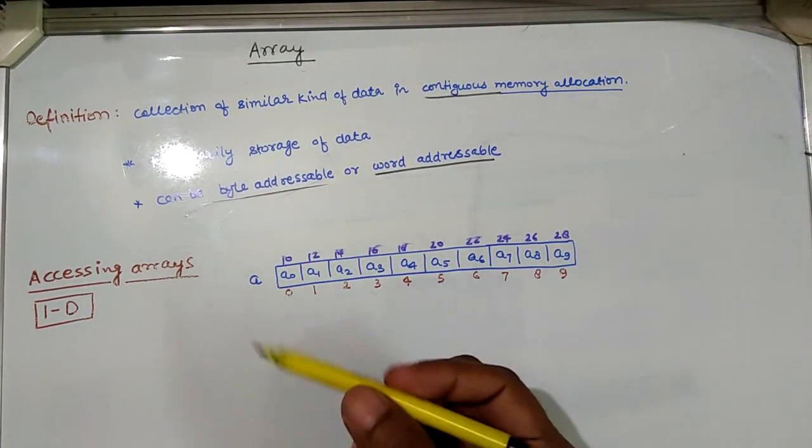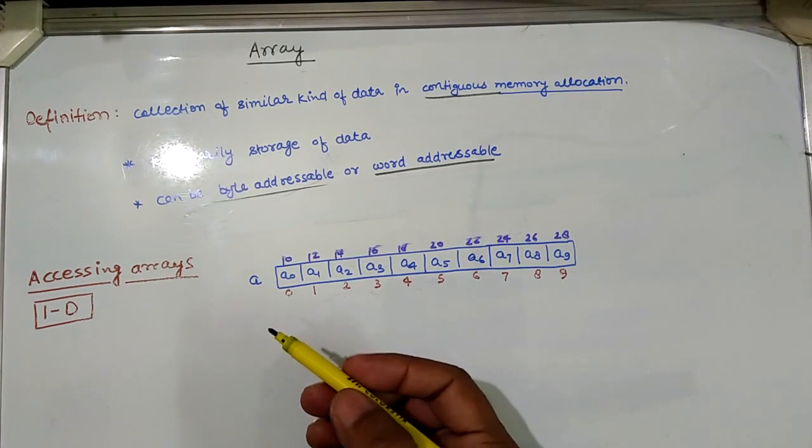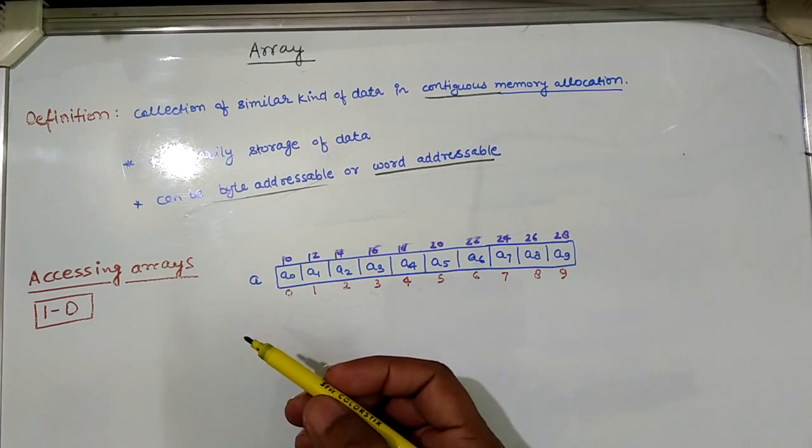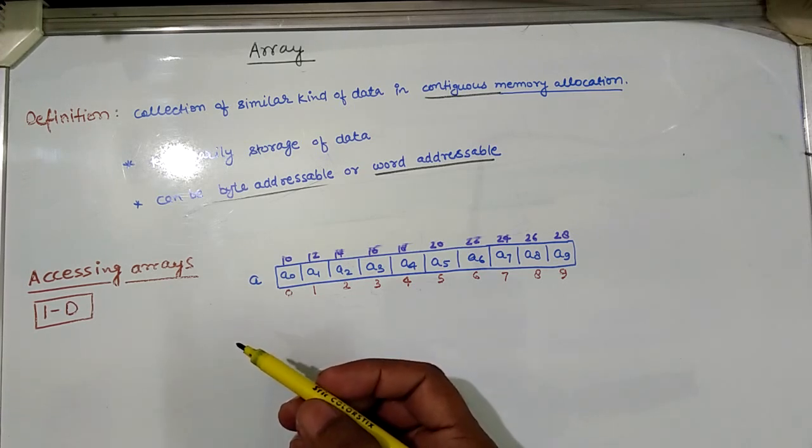Hello all, in this video we will cover the basics of arrays. So let's start with the definition. Array is a collection of similar kind of data which is stored in contiguous memory locations.